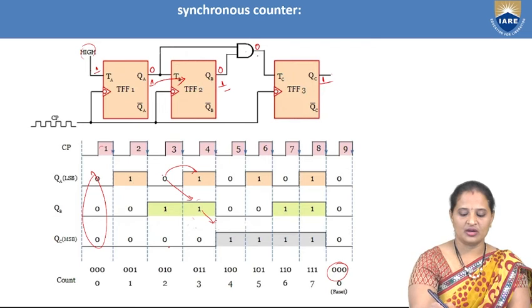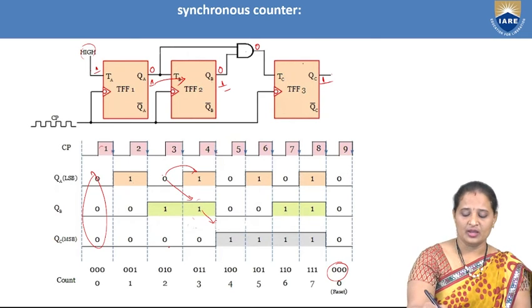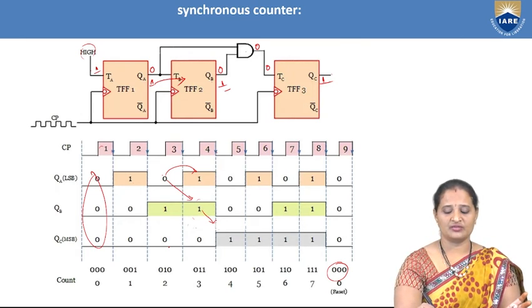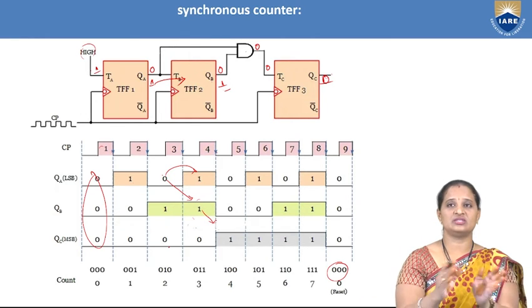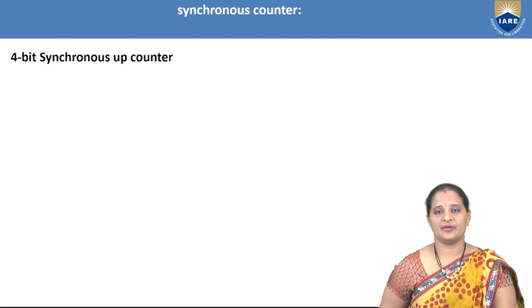So now, as it is 0 here, it will not change its state, so it will remain in the 0 state. So this is the operation of a 3-bit synchronous counter.